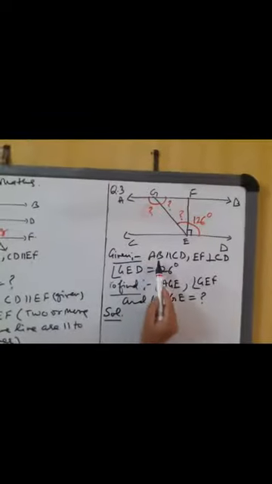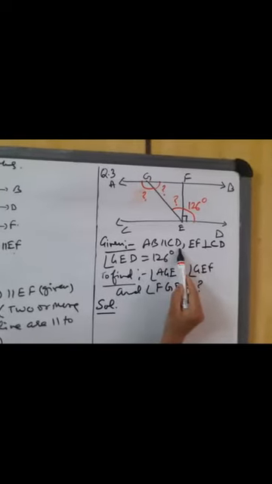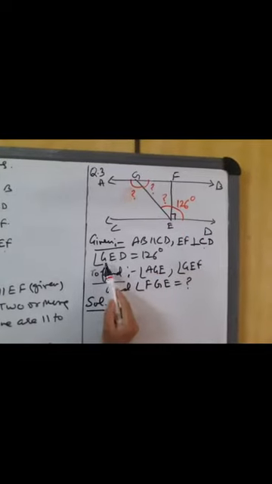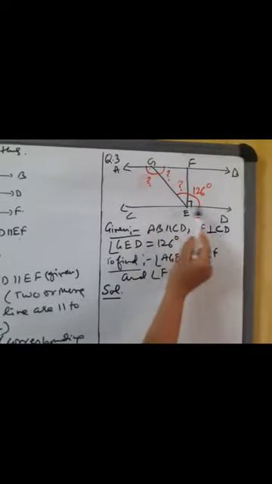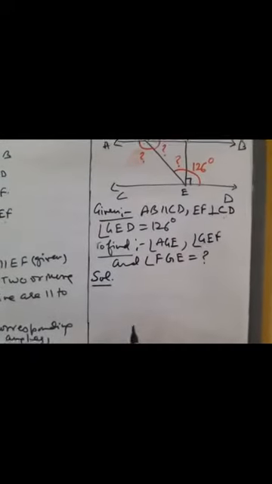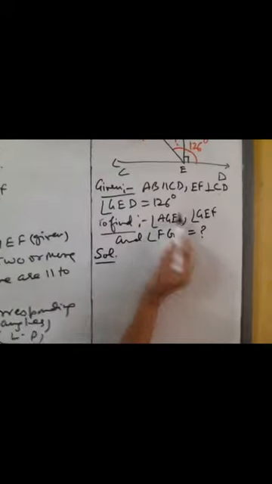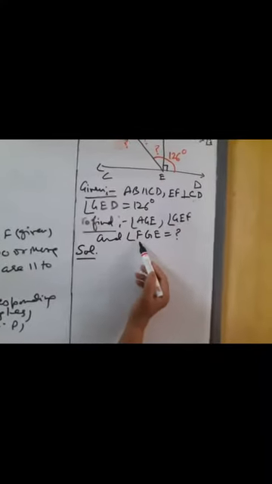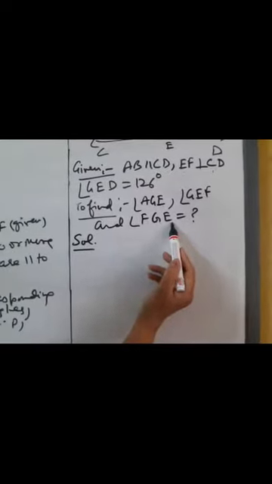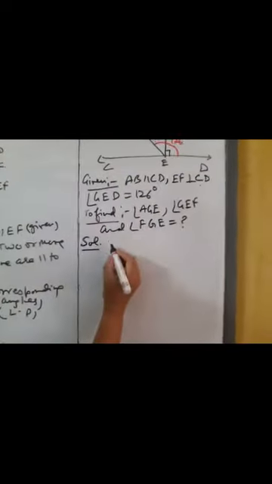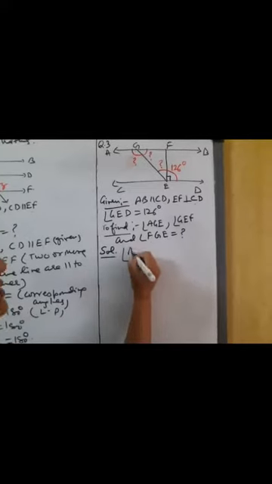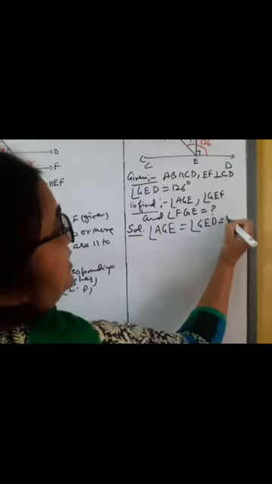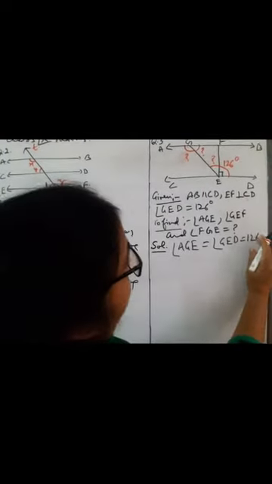In this question it is given that AB is parallel to CD and EF is perpendicular to CD. Angle GED is given 126 degree. I have to find out angle AGE. I have marked question mark there, angle GEF and angle FGE. This I have to find out. And solution is angle AGE is equal to angle GED is equal to 126 degree.